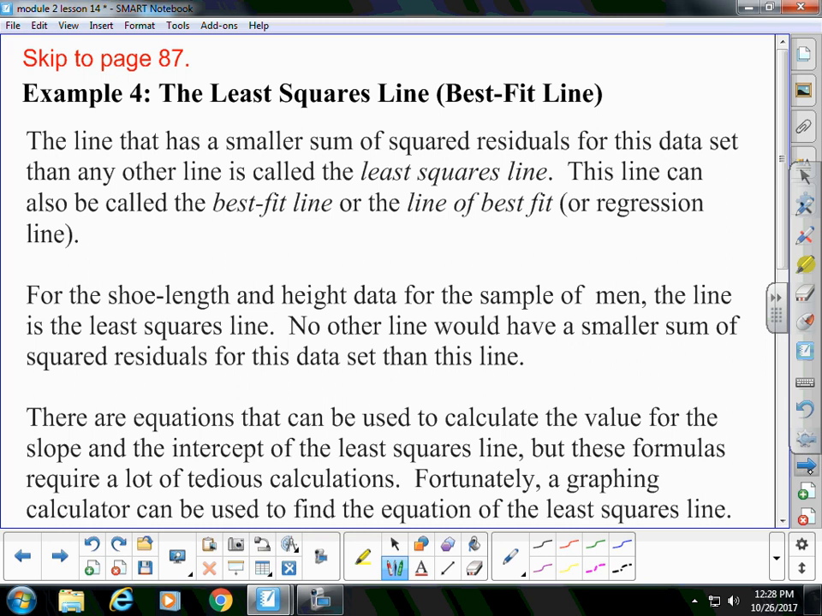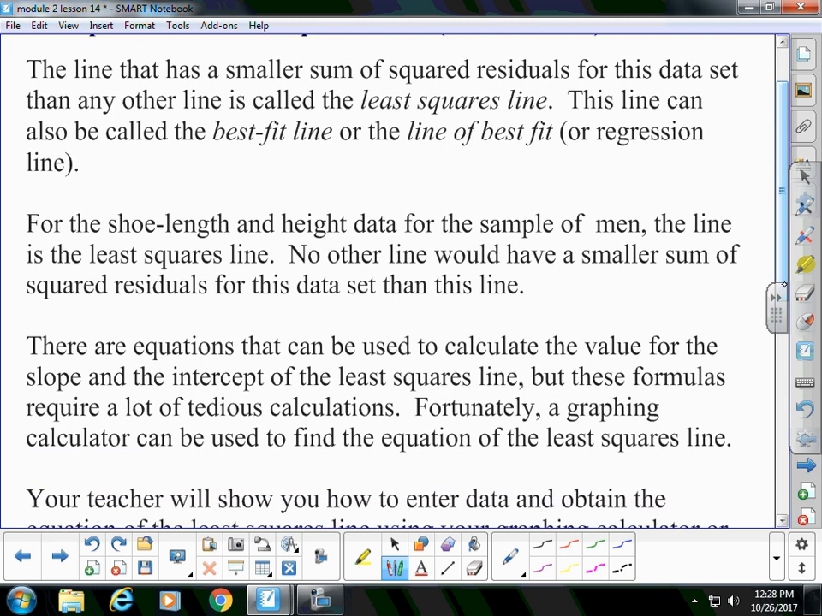Okay, this line is also known as the best fit line. That's what we've been talking about, the best fit line. It's also known as the regression line. Oh, all these words that mean the same thing. Okay, so for the shoe length and height data for the sample of men, the line is the least squares line. No other line would have a smaller sum of squared residuals. Okay, so this whole idea of residuals is something we're going to be talking about in a couple days. Or not a couple days, actually tomorrow.